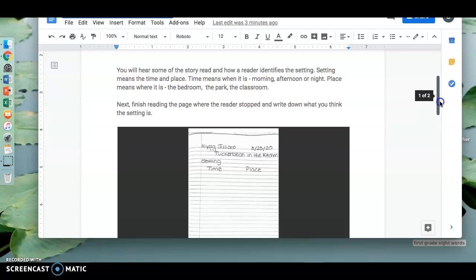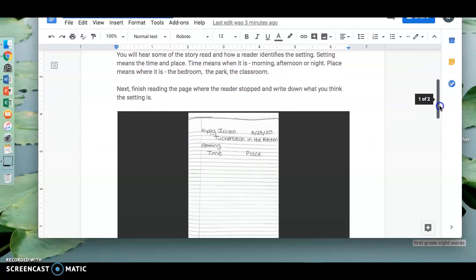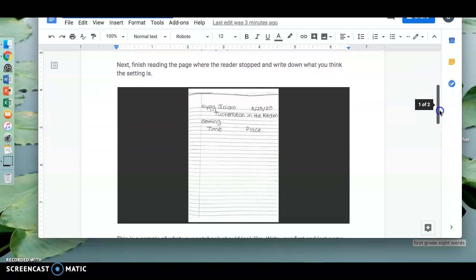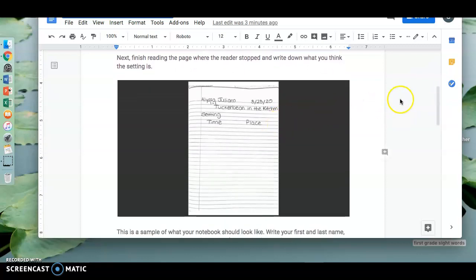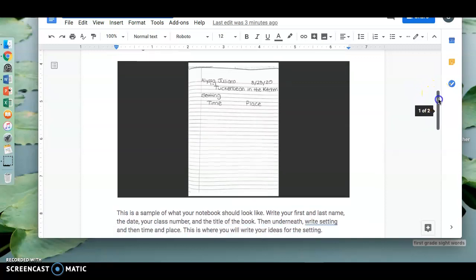Next, finish reading the page where the reader stopped and write down what you think the setting is in your notebook. This is a sample of what your notebook should look like.